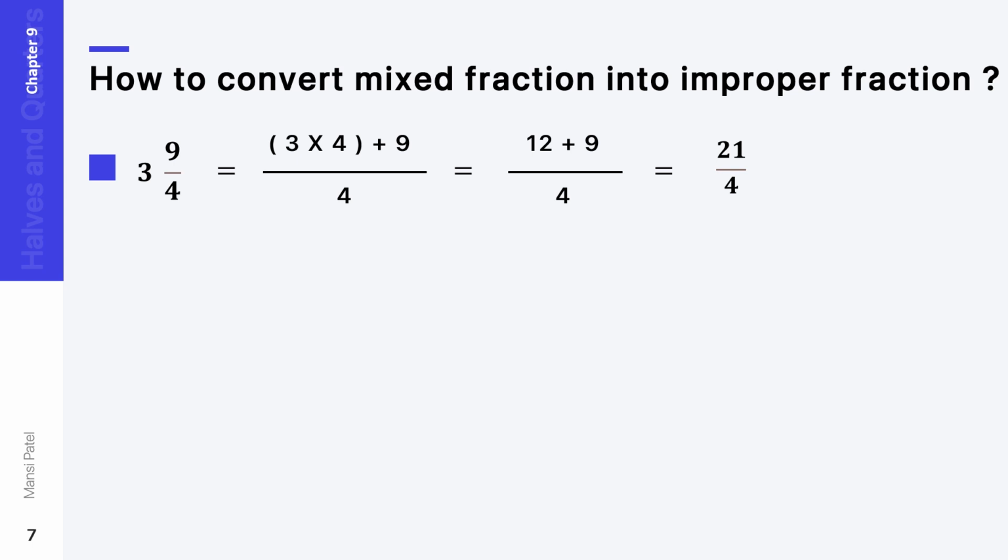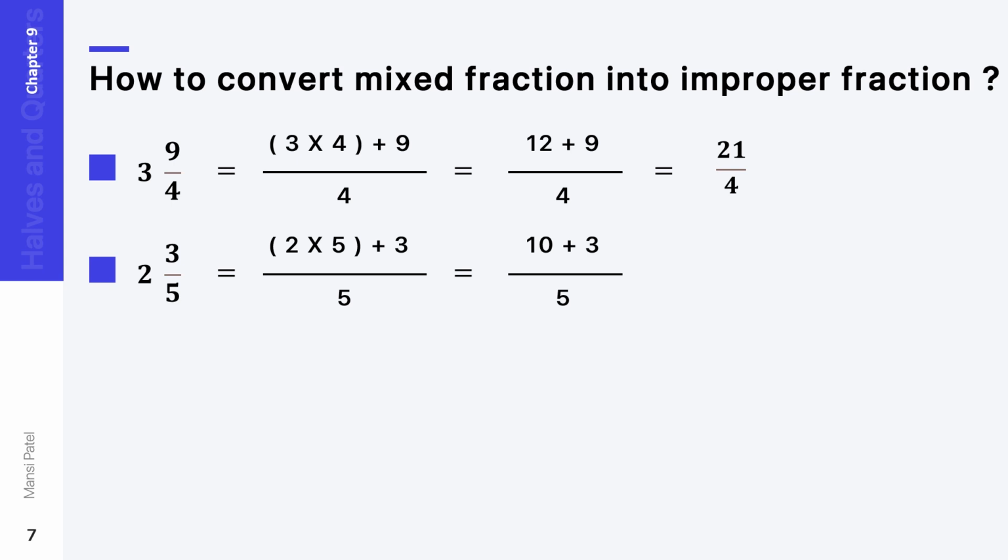Let us see one another one. 2 integer 3 upon 5. So first you have to do the multiplication of 2 and 5. And then whatever the answer is that you have to add in 3. So first write down 2 multiplied by 5, bracket over, plus 3. And denominator we have to write down as it is. So 2 5s are 10. 10 plus 3, 13. So 13 upon 5, that is your answer.